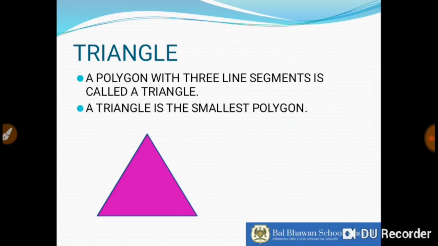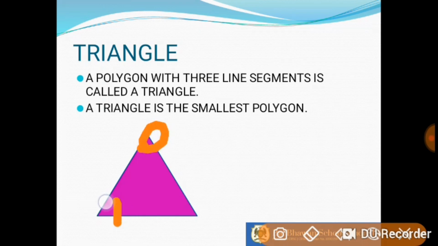Triangle is the smallest polygon because the minimum number of line segments required for making a closed shape are 3. So triangle is made up of 3 line segments. So triangle has 3 sides and the point where these sides are meeting, these are the vertex or the corners of the triangle. You can see that there are 3 corners of this triangle.